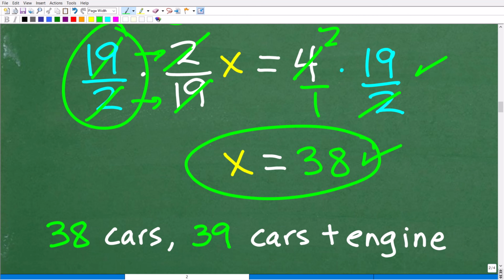We have to be very careful about what the question is asking: how many total cars. You could write down 38 cars, but if you weren't sure what your teacher was looking for, that would also be 39 cars in total, counting the engine. Now, if some of you are saying this was a slick way to solve this problem, and you didn't solve it in this manner, no big deal. As long as you got it right, that's what counts.